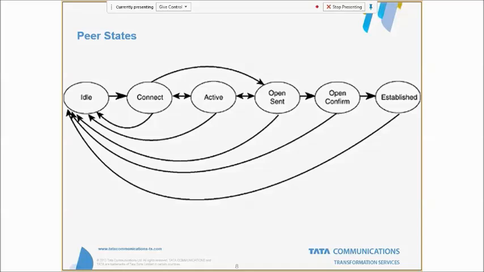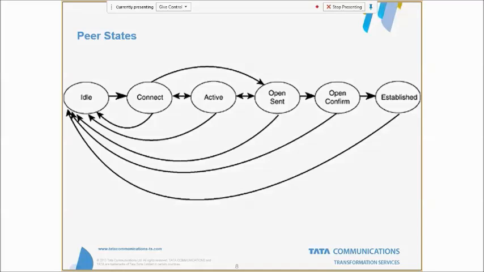Just assume for this case that the TCP connection has been established successfully. Let's go to the open sent stage, where it sends the open message to its remote peer and waits for the reply open message from its remote peer. Again, if it's successful, let's go to the next stage, which is open confirm. If it's unsuccessful, it waits for a random amount of time to reinitiate the process again.